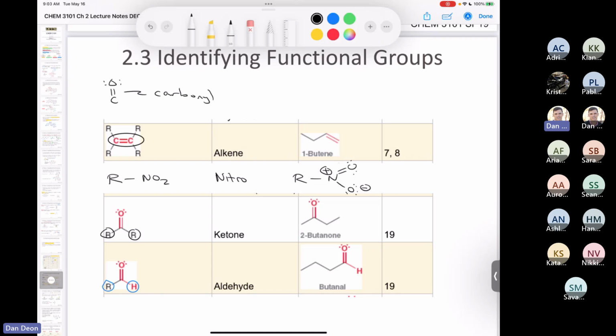I think my students used to have some kind of wake up drink or something called nitro. I don't remember. Anyhow, there we go.